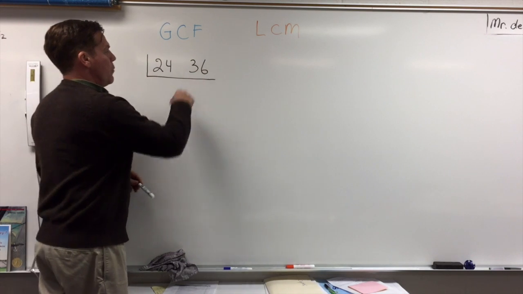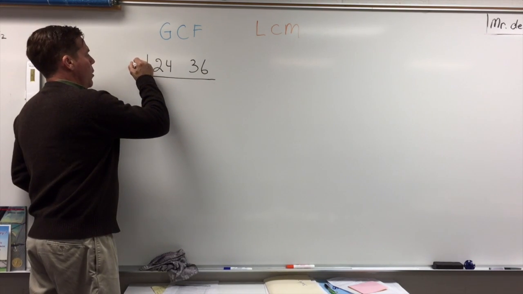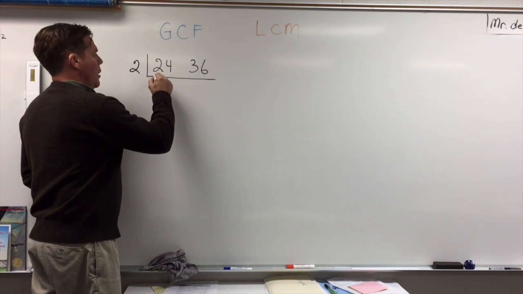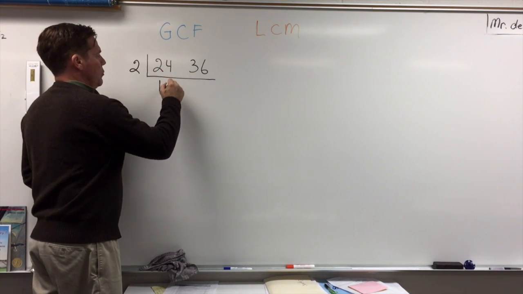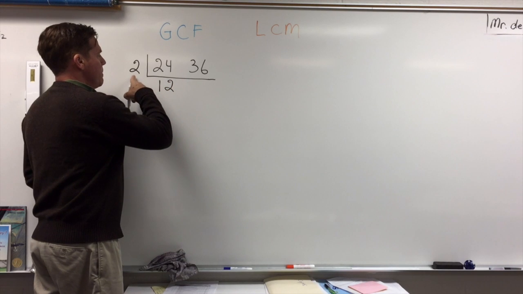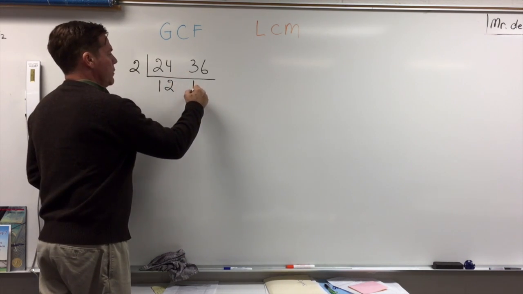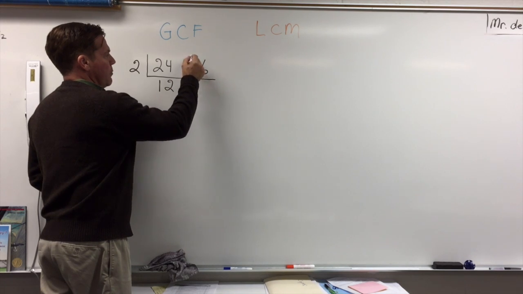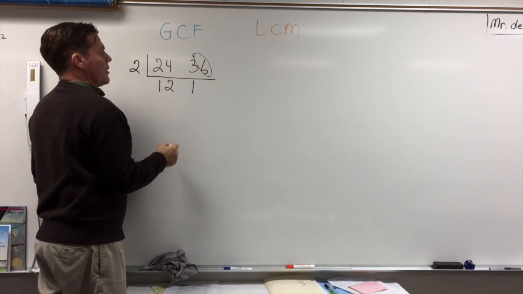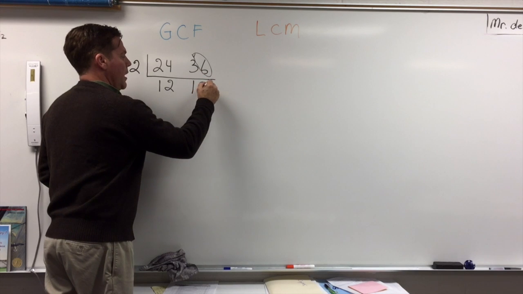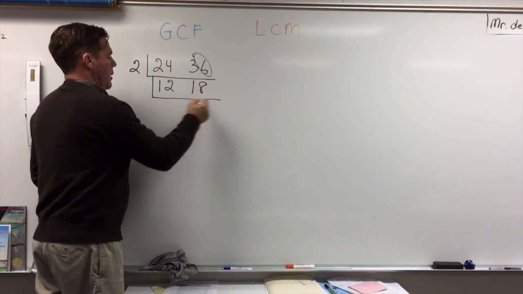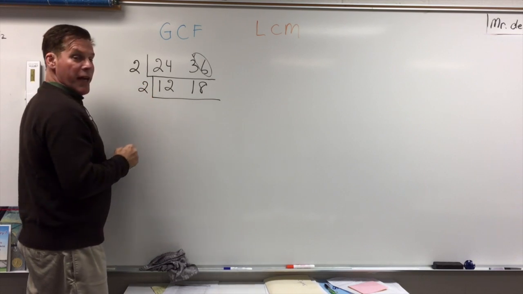So if I look at 24 and 36, I know I can divide both of those by 2. So 2 goes into 24 12 times. 2 goes into 36 18 times. Here's the way I'm thinking about it. Take 2 away from 3, that leaves a 1. That leaves me with a 16. 2 goes into 16 8 times. Okay? Then I know I can divide by 2 again.